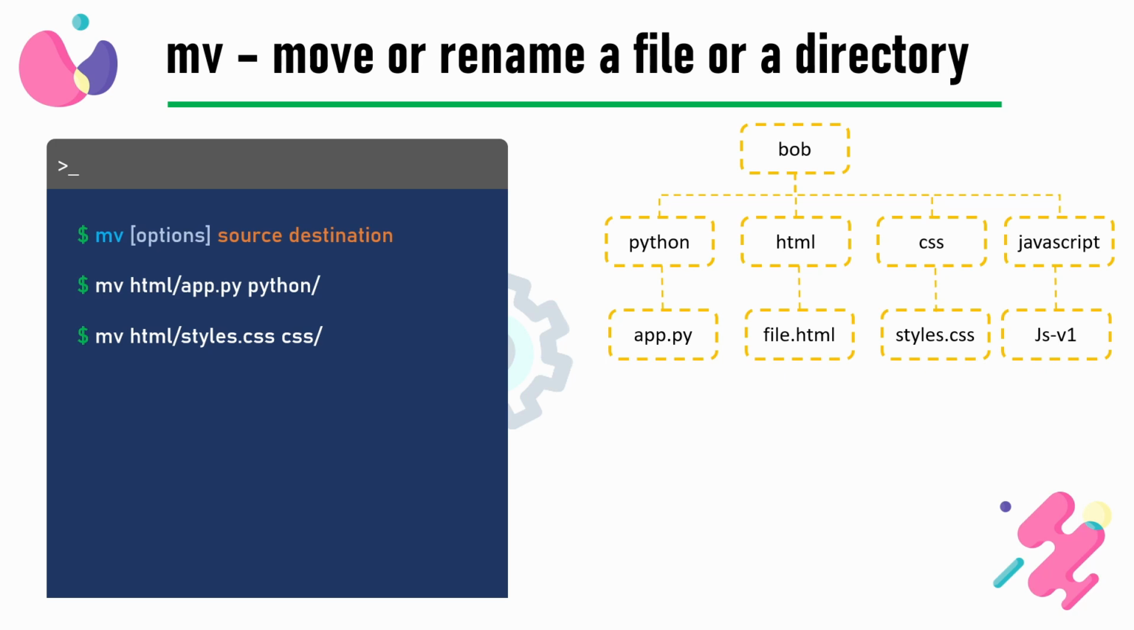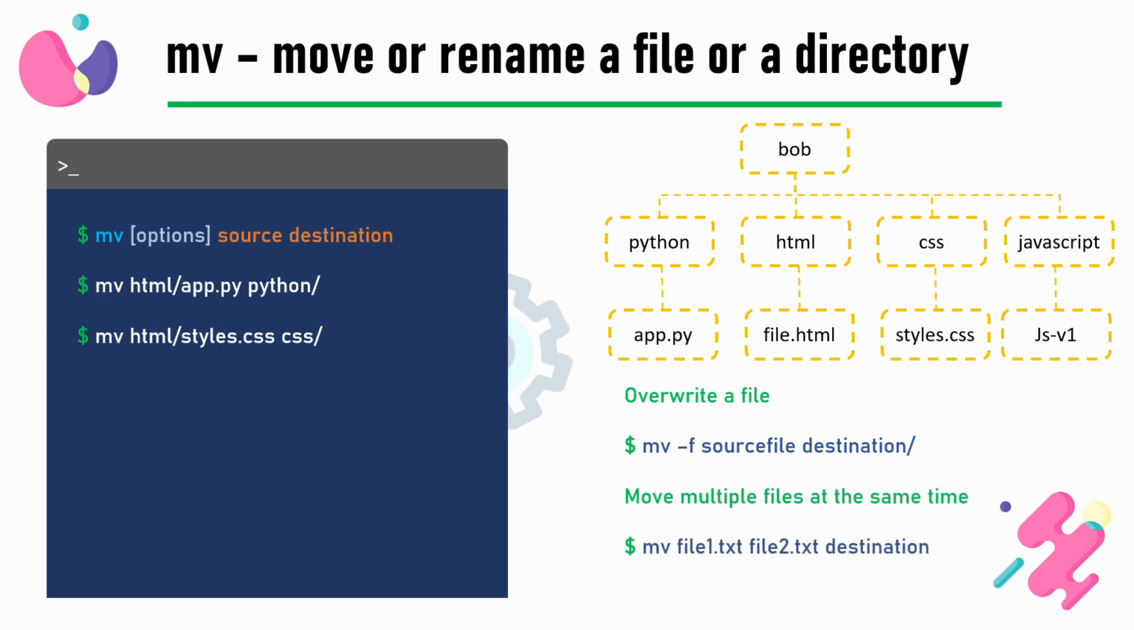If a file with the same name already exists in the destination directory, the mv command will override this file. And in this situation, you have to provide the -f option to the mv command to enforce moving the file. And you can also move multiple files at the same time by providing multiple file names to the mv command.